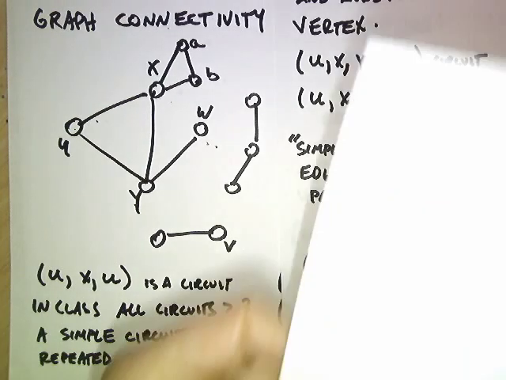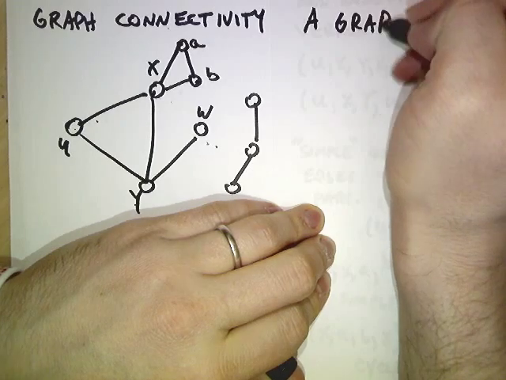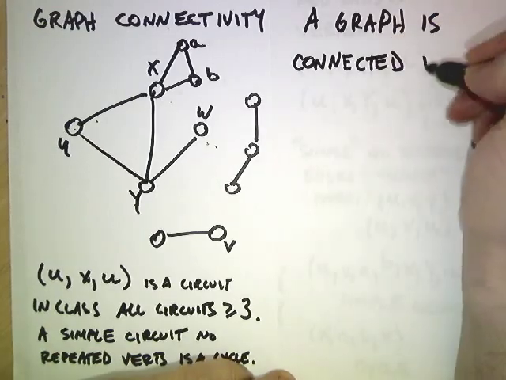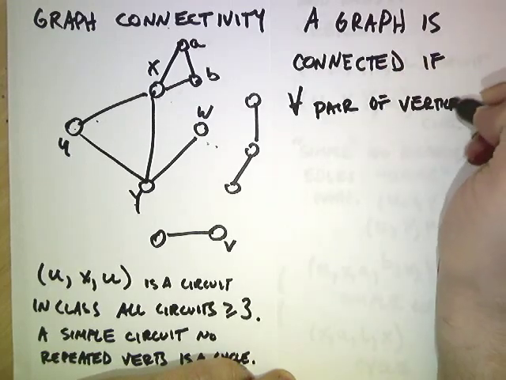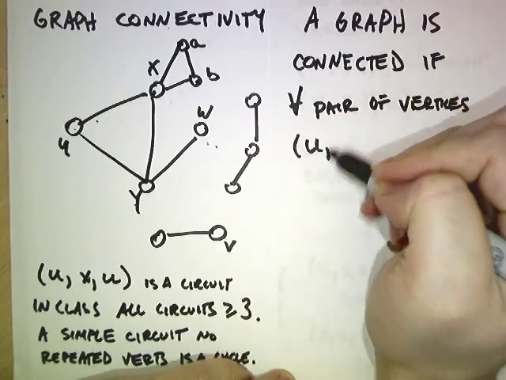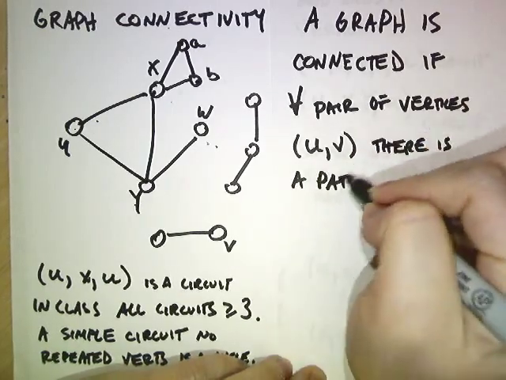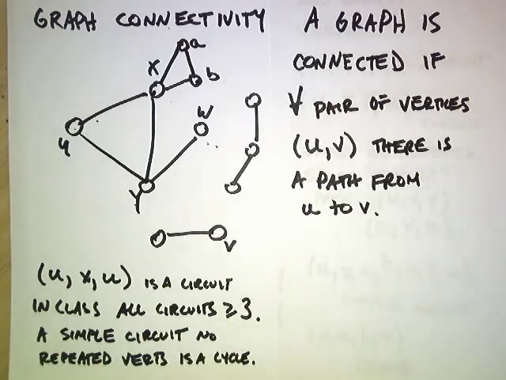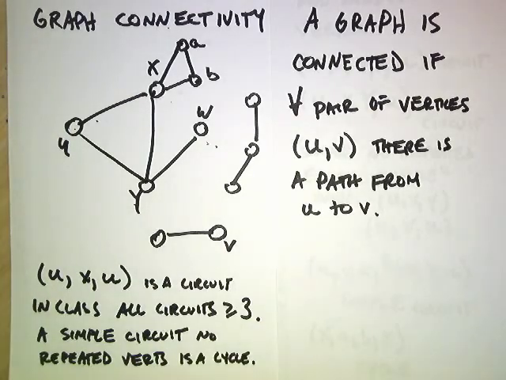And finally, and this could be the most important definition, we're going to say that a graph is connected if for every pair of vertices U and V, there is a path from U to V. So for example, in this graph here, you can see that this graph is not connected. Why? There's no path from U to V.